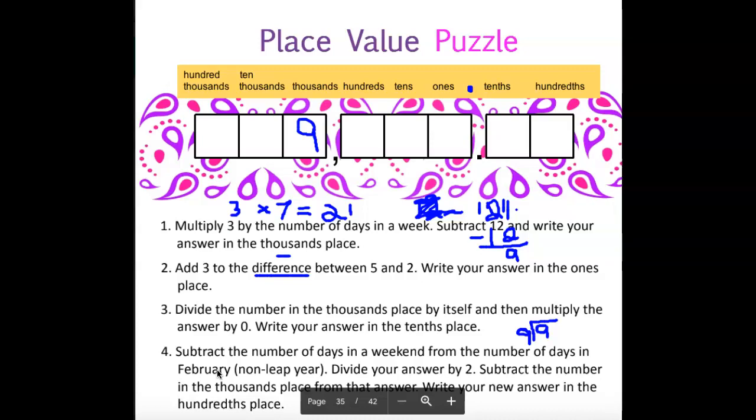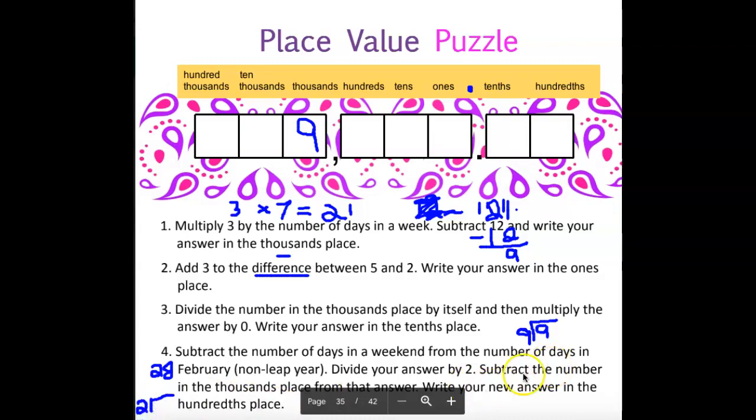Okay, so there's 28 days in February in a non-leap year. We had 29 this year because it's a leap year, but in a non-leap year, it's 28. So subtract the number of days in a weekend. Think of the days that you don't have any school, not now, but in a normal time. Subtract that from this and divide what you get by 2.